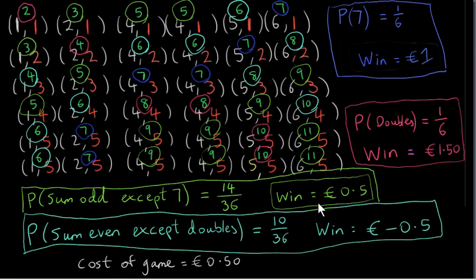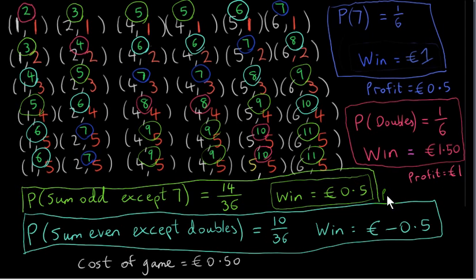Now we're interested in the expected profit or loss. So we need to calculate the profits for each of these wins. The cost of a single game is 0.5 euros. So we obviously have to take the win, whatever it is, and subtract off the cost of the game, and that gives us the profit. So the profit for this event is going to be 1 minus the cost of the game, 1 minus 0.5. Well, that's 0.5. And so on. The profit for this game here is going to be 1.5 minus 0.5. Well, that's a profit of 1 euro.